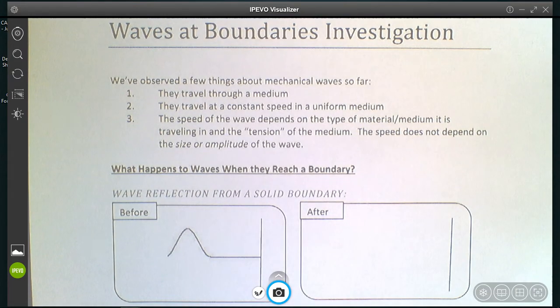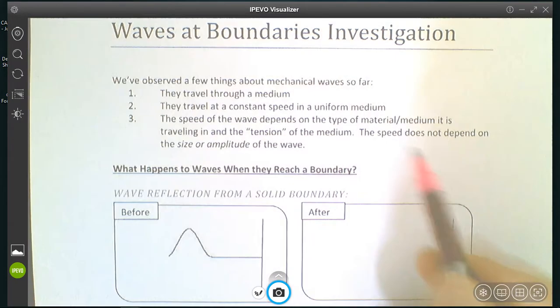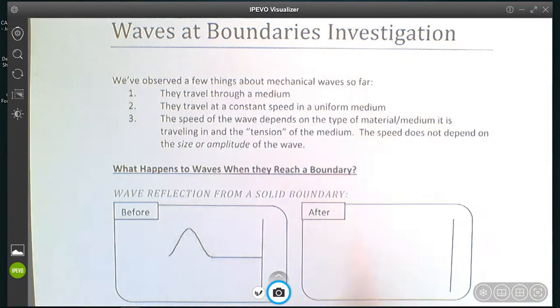So, waves at boundaries. From our investigation, we observed a few things about mechanical waves so far. Mechanical waves require a material to travel through. Remember that? They require a material medium. They travel at a constant speed in a uniform medium. So depending on what the materials are, the makeup, the tension, whatever the case is for that particular material, waves, no matter how big or what wavelength they're at, all travel at the same speed. The speed of the wave depends on the type of material or medium it is traveling in, or the tension of the medium. The speed does not depend on the size or amplitude of the wave.